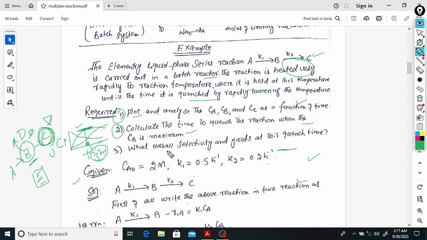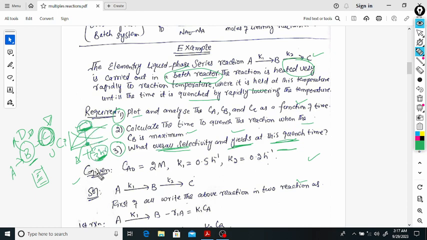And number three, what is the overall selectivity of this batch reactor? And what is the overall yield of this batch reactor at this quench time? What will be the selectivity and yield at this time, suppose 3 hours or some other time? So once we determine this time, we will determine the selectivity and yield of this batch reactor. And remember, this reaction is taking place in the batch reactor, and B is our desired product and C is the undesirable product.